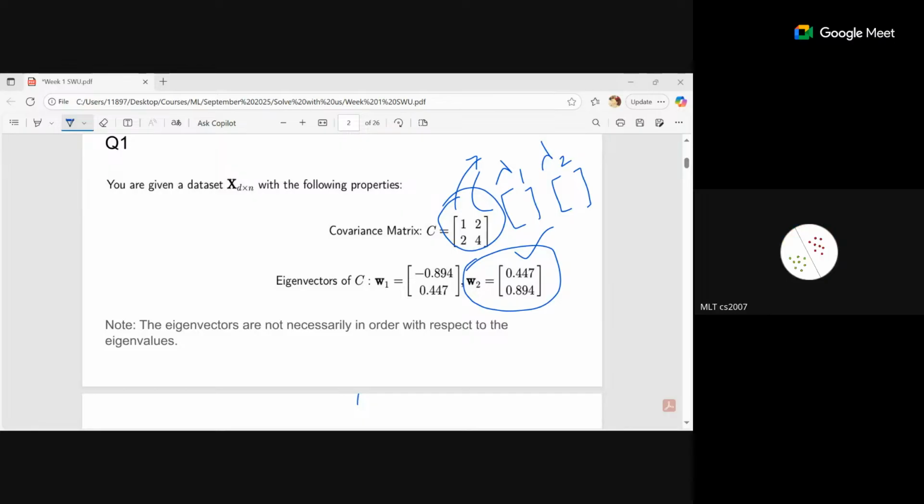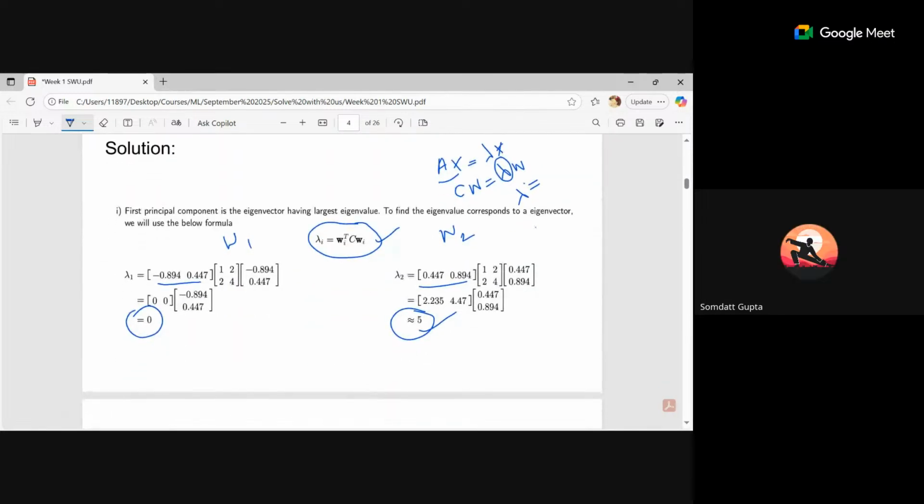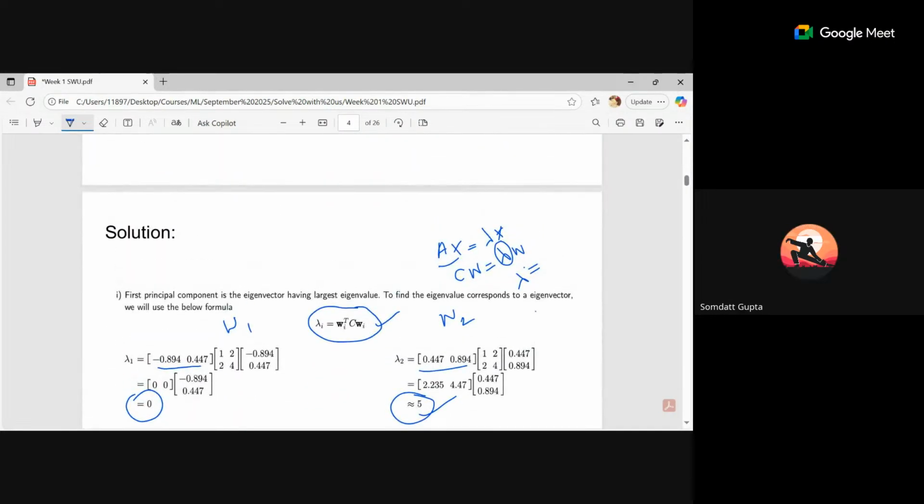Which part? Okay, you are asking about this part. Yes. This part, right? Yes. Okay, see, this is the equation. AX is equal to lambda X, you know this eigen equation, right? Yes, ma'am. Now here in place of A, you have C, and in place of X, you have W. You have lambda, you have W, right?